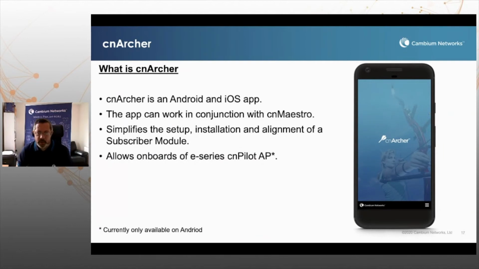Now we move on to CN Archer. This is a complementary tool. So this is really your installer tool. This gives you the ability to upgrade subscriber radios. You can work with CN Maestro to connect subscribers to a point-to-multipoint network or point-to-point radio. And it really does simplify and make the installation, alignment, and every part of installation super easy. And it can also, for E-Series, onboard the Wi-Fi access points to CN Maestro as well.